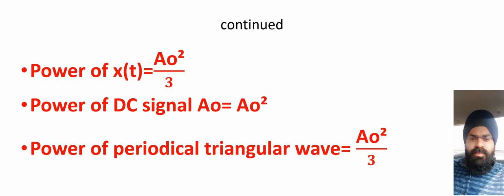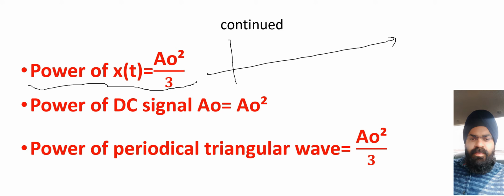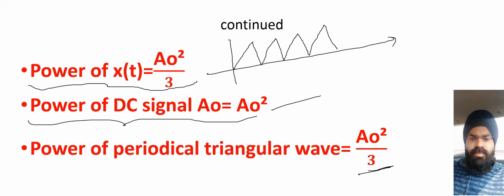So here we have to calculate the power of xt. Power of xt is A0 square by 3. Actually, the xt waveform is a triangular waveform, like this, and such a triangular waveform has power A0 square by 3. Here some important concepts are there. Power of DC signal is A0 square. If any DC signal is present which has amplitude A0, then its power is A0 square.